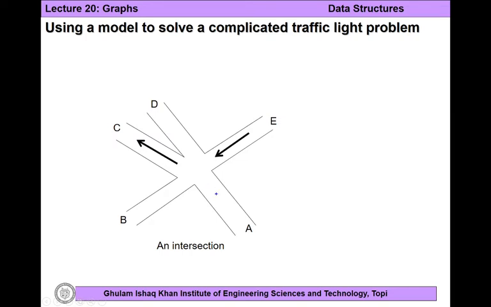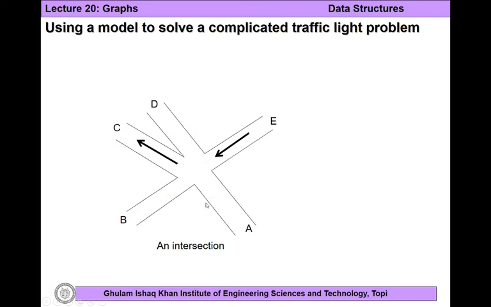For example, when this road is open, maybe simultaneously we can open this road as well, right? So we need to find a set of turns. For example, going from A to B is a turn, going from A to D is a turn, going from A to C is a turn, right? So we need to find a set of turns which can be executed in parallel, right?